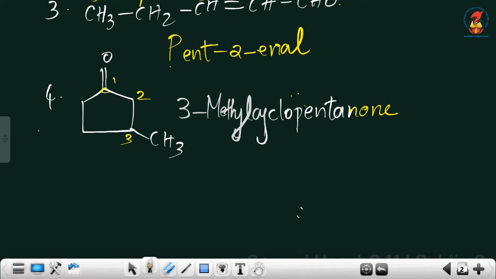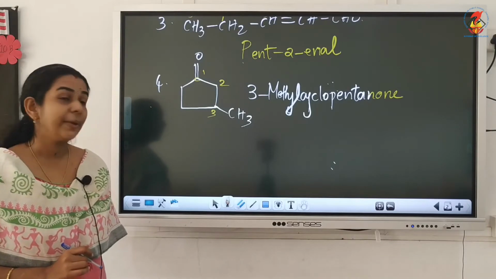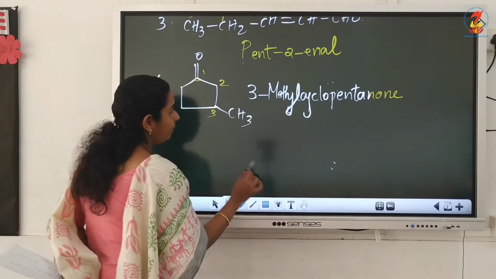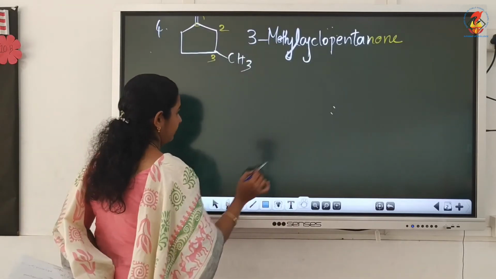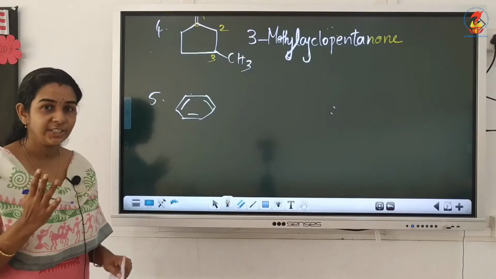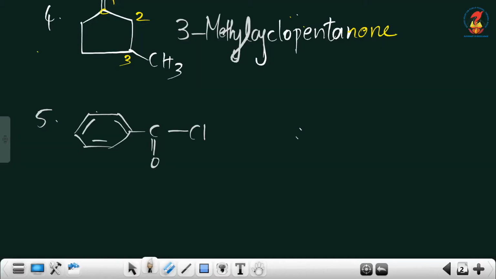So what is the name of this compound? It is 3-methylcyclopentanone. Okay. Now the next compound is... I will give you an example for a compound containing ring and chain. Okay. So C double bond O, CH2, CH3.